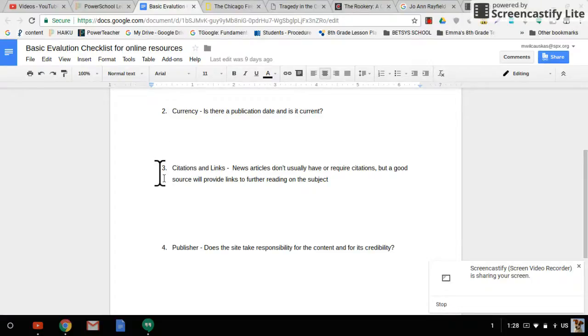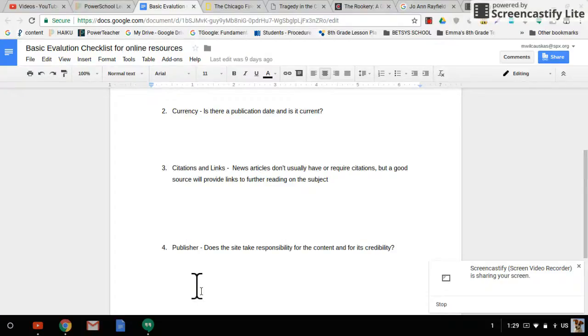Citations and links. News articles oftentimes don't have citations and links, but you're looking to see if you can find further reading. Sometimes you can, sometimes you can't. You will not always be able to fill this sheet out with everything you hope for. But the point is, you're evaluating your source and then you're taking it to the teacher to see if you can use it. And then the last one is the publisher of the website.